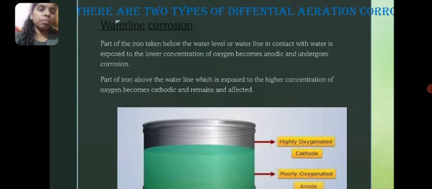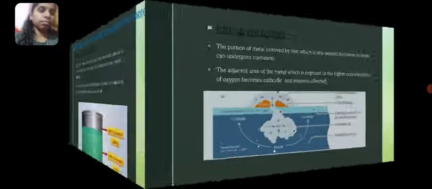Waterline corrosion. The part of the iron taken below the water level, or waterline, in contact with water is exposed to a lower concentration of oxygen, becomes anodic and undergoes corrosion. The part of the iron above the waterline, which is exposed to a higher concentration of oxygen, becomes cathodic and remains unaffected.